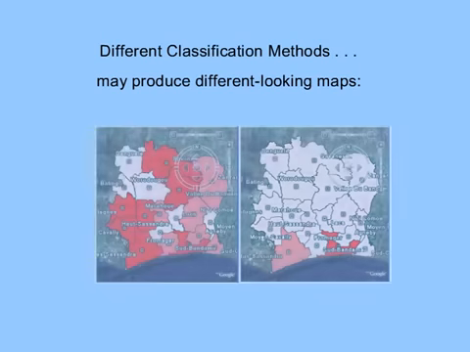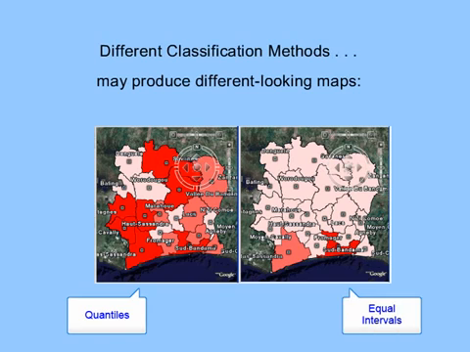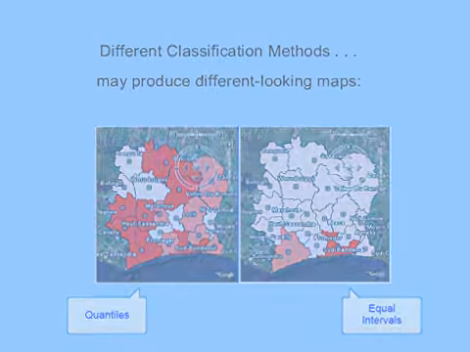Here you see two maps of Côte d'Ivoire, one that has had its data classed using the quantile classification method, the other one using the equal interval method. Let's take a look at these two methods right now.